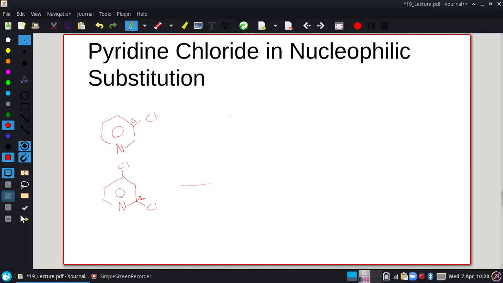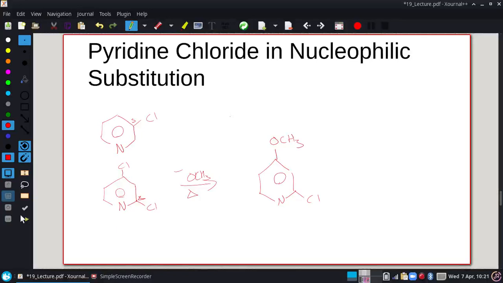I'm just going to say we're going to put in a bunch of OCH3 minus, maybe a little bit of heat. We will replace one of those chlorines, and I'll replace this one because it has a little bit less steric hindrance. We'll do nucleophilic substitution without too much difficulty as long as it's in that 2 or that 4 position.